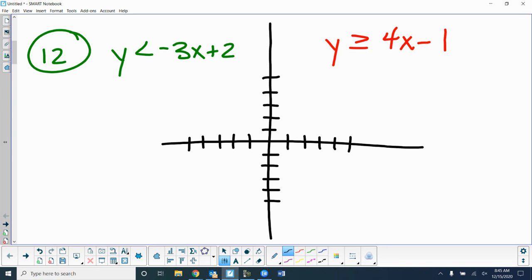All right, so the green one, my y-intercept is 2, and my slope is -3, so I just put it over 1, so I have a rise and a run. So I'm going to go down 3, 1, 2, 3, and over 1. Solid or dashed line? Dashed, right?